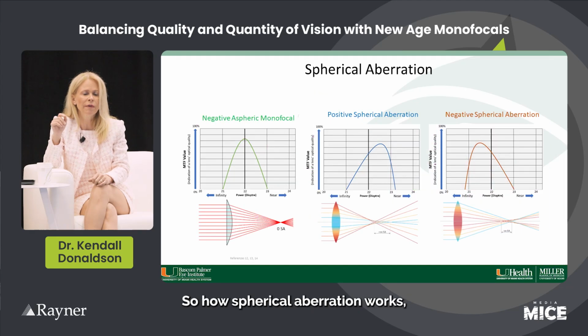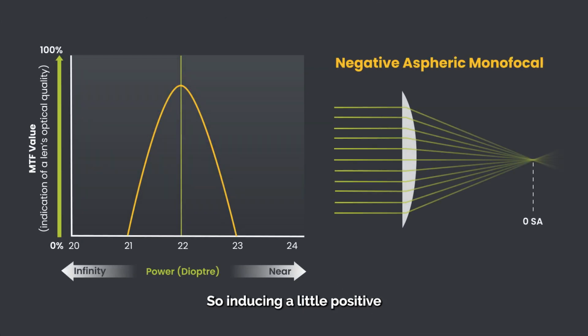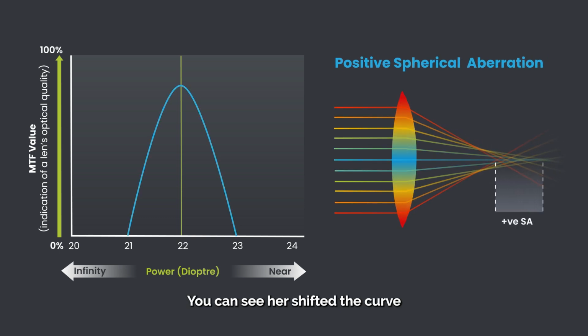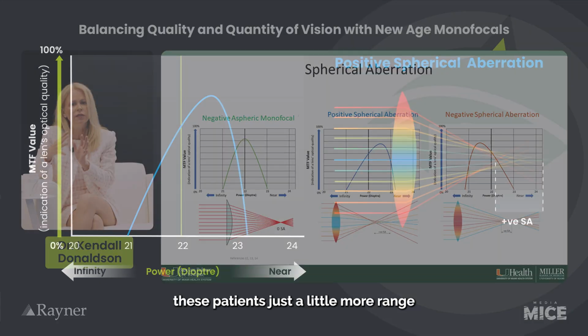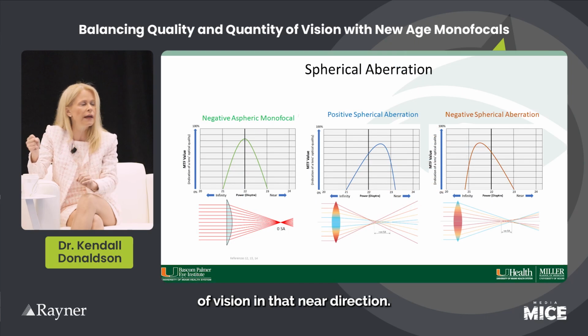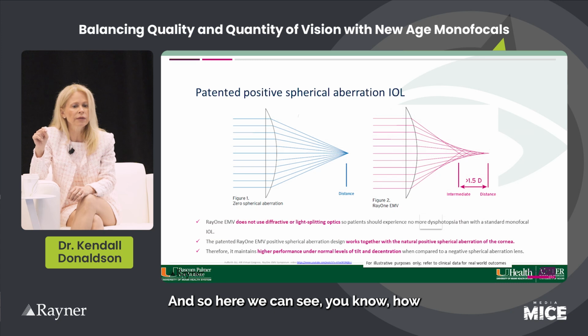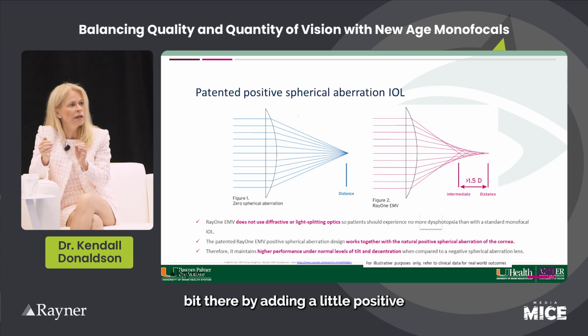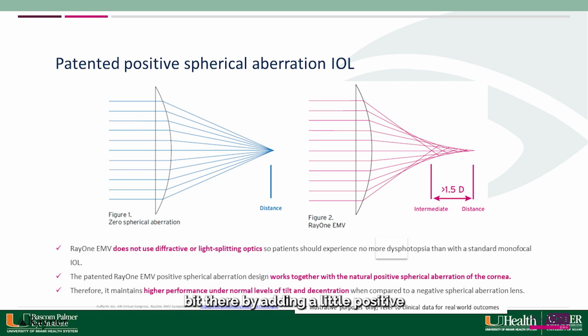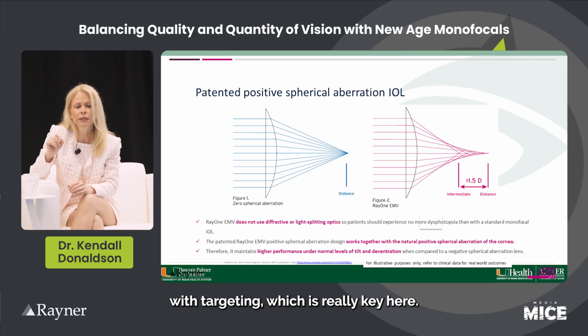So, how spherical aberration works. By inducing a little positive spherical aberration, you can see here we've shifted the curve a little bit toward the near end. So this is really ideal in giving these patients just a little more range of vision in that near direction. And so here we can see how we've extended the range just a little bit. By adding a little positive spherical aberration, we can gain up to an extra diopter and a half in many patients. And I'll show you how to achieve that with targeting, which is really key here.